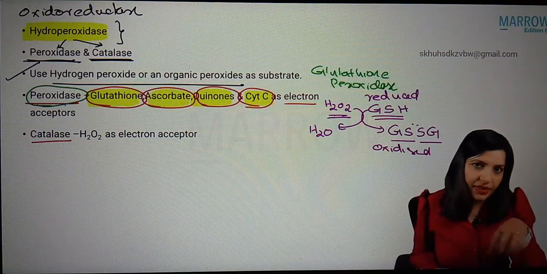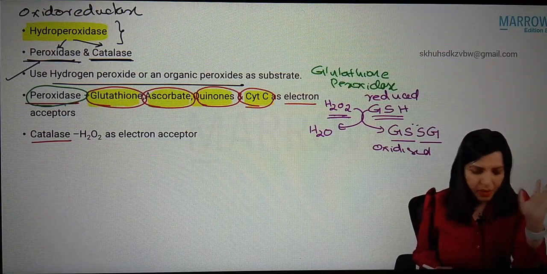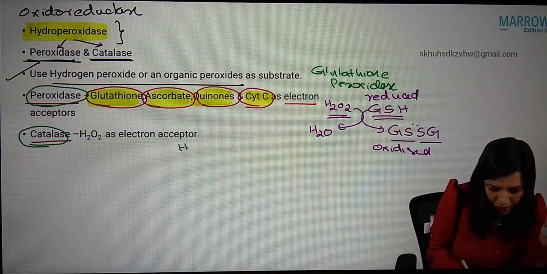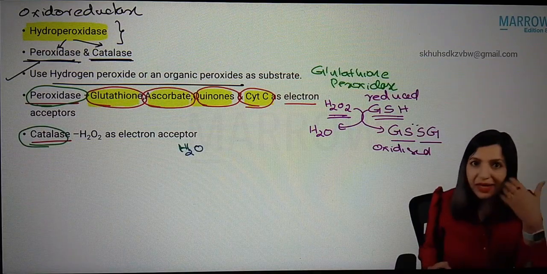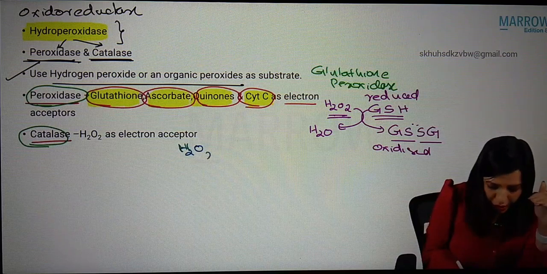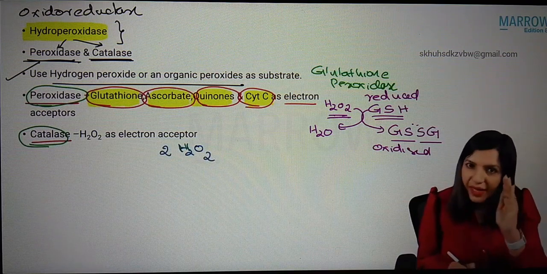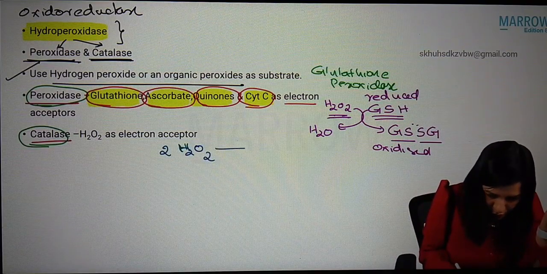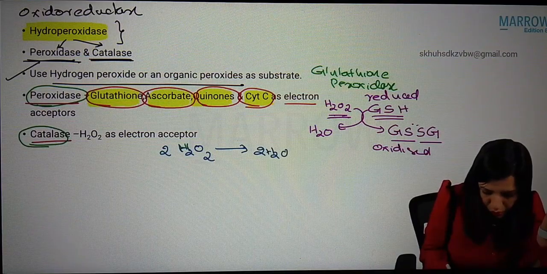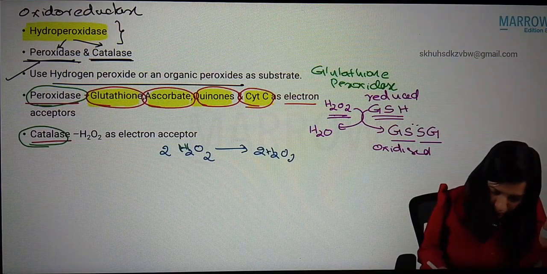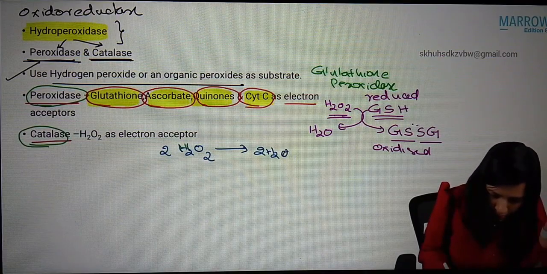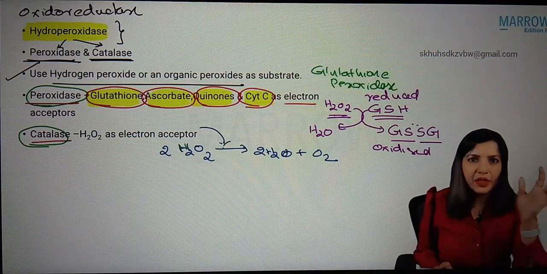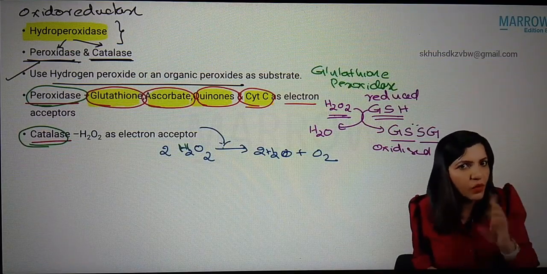Now comes the catalase. Catalase itself is the example. What is the difference in catalase? In the case of catalase, hydrogen peroxide is the acceptor as well as the donor. So H2O2 we have to write 2. One is the substrate, the other is the acceptor of the electron, where you can see that 2 H2O2 is converted to 2 H2O plus O2. So this is the reaction of a catalase. There are no other examples. Catalase itself is the only example here.